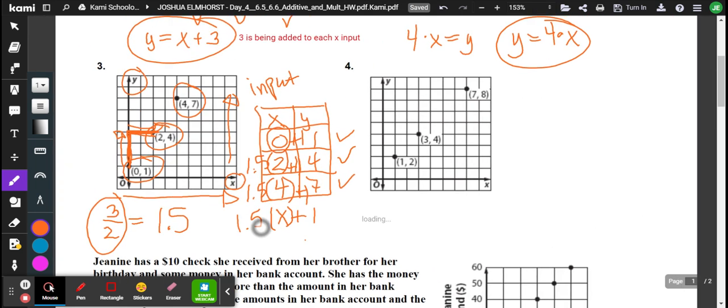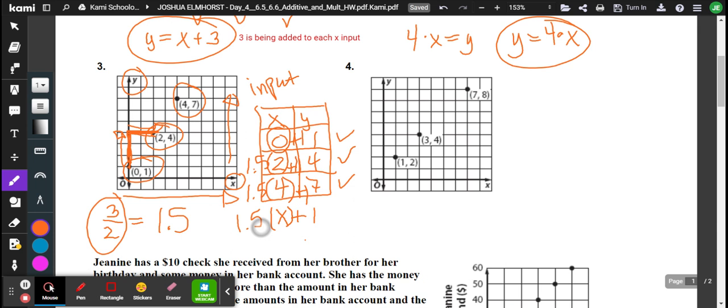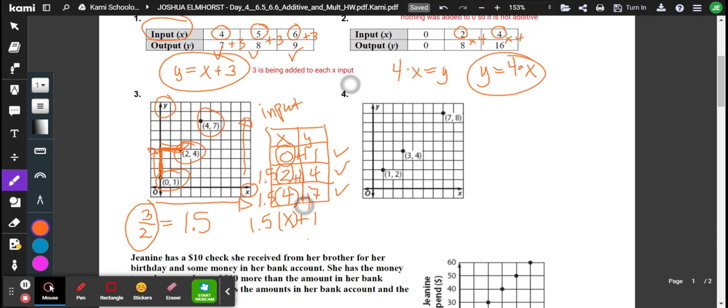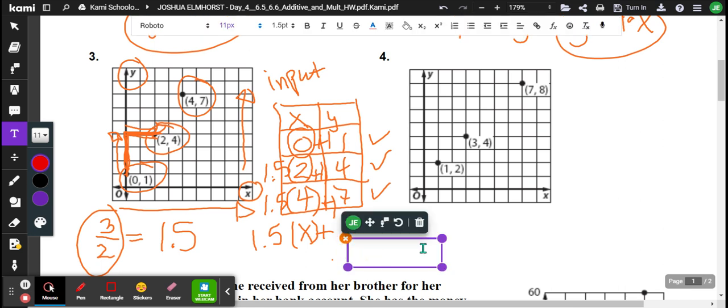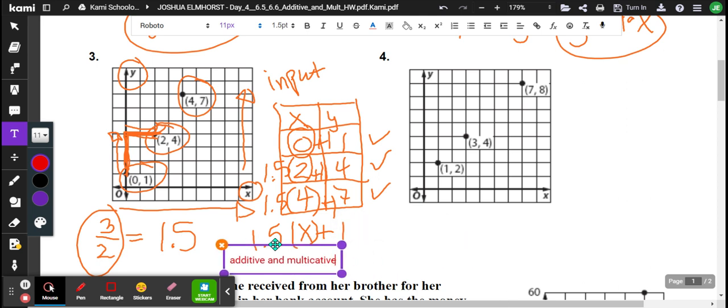Is this equation additive or multiplicative? It is both. It starts off with the coefficient 1.5 times x, and then it adds 1. So this is additive and multiplicative. y is equal to 1.5 times x plus 1.